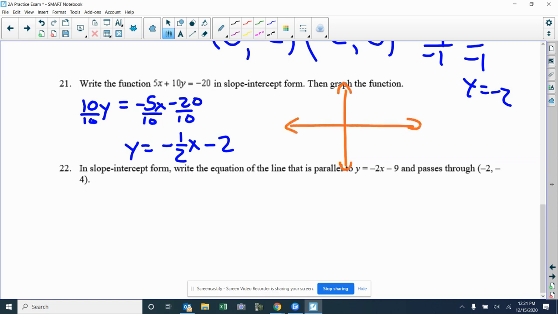Quick graph here. Your y intercept is at -2, which puts us right there, and your slope is -1/2, which would be down 1 over 2. Down 1 over 2.